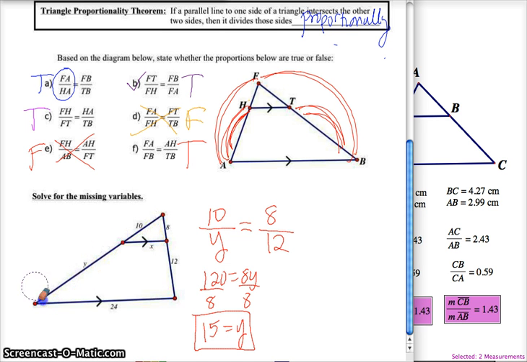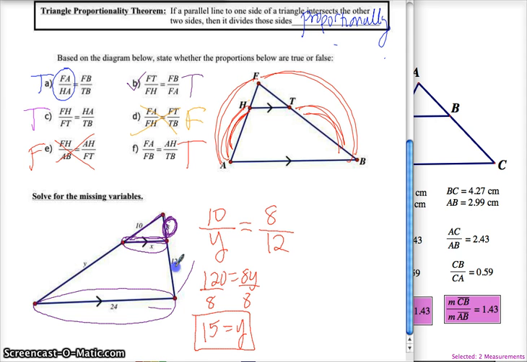Now my x is slightly more complicated, and this is where the biggest errors come into this particular section. X is the entire length of the side of this smaller triangle, and it compares to 24, which is the entire length of the side of the large triangle. So I need to go back and compare a side of a small triangle to the side of the entire large triangle. So small triangle is to large triangle as small triangle is to large triangle.